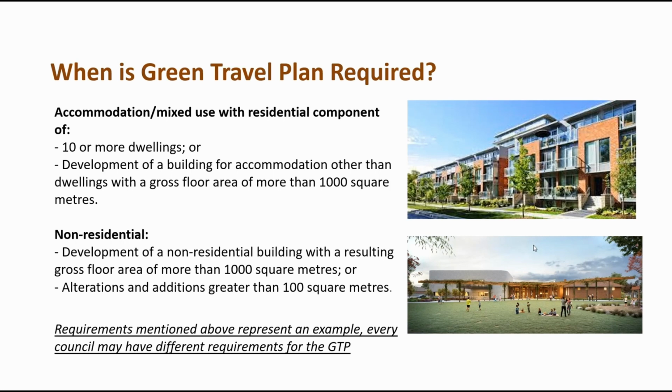Requirements mentioned above represent an example. Every council may have different requirements for the GTP. Yes, the difference can be minor or it can be major. Supposedly here it's showing 10 or more dwellings. It's based on one of the councils. In some other council it can be 12 dwellings, or the area can be more than 1,000 square meters. So it depends. Before preparing the GTP, we need to check the council requirements and then proceed accordingly.